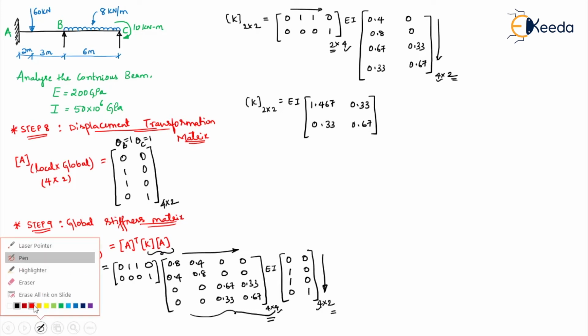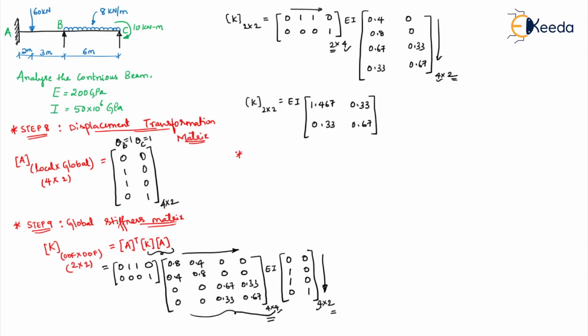Right, what will be your next step once you know the K matrix? It's your step 10. What will you find in step 10? You will find the displacement matrix. So what is your displacement matrix? Delta. What is the size for delta? See, it's better you remember sizes. It is degree of freedom into 1, so it will be 2 into 1 for you. What is the formula for the displacement matrix? It is K inverse into PL.